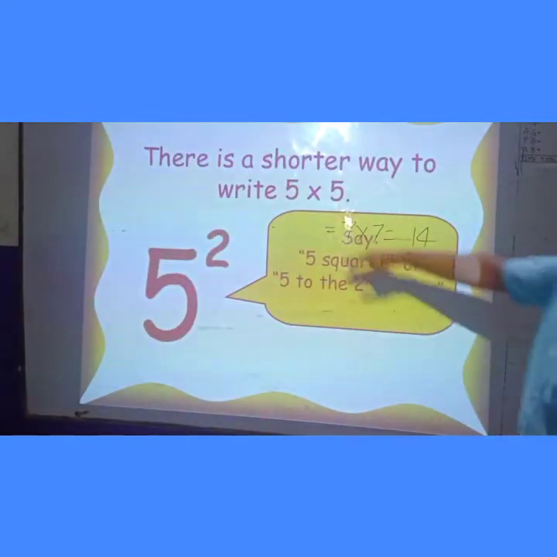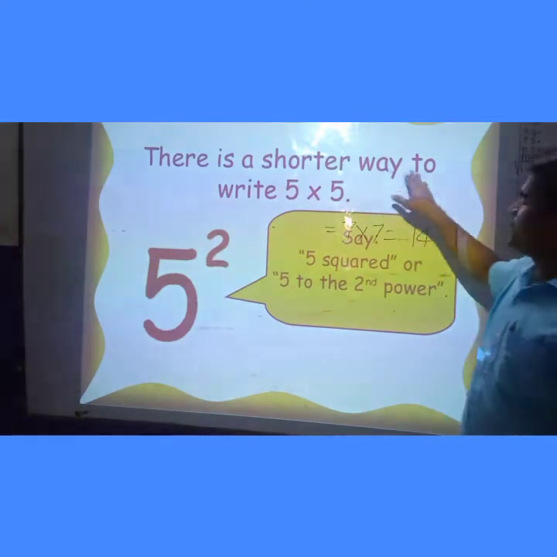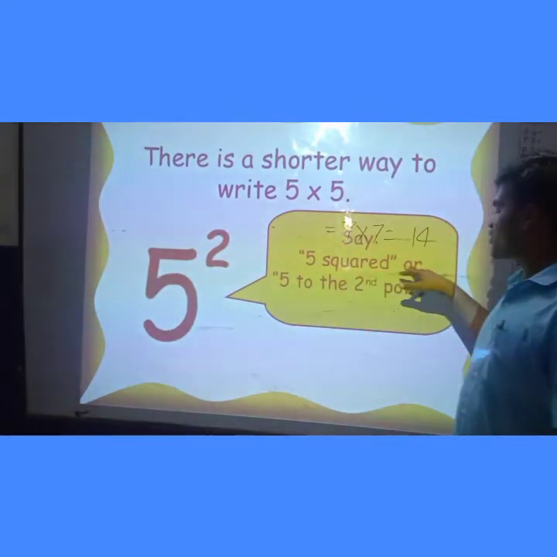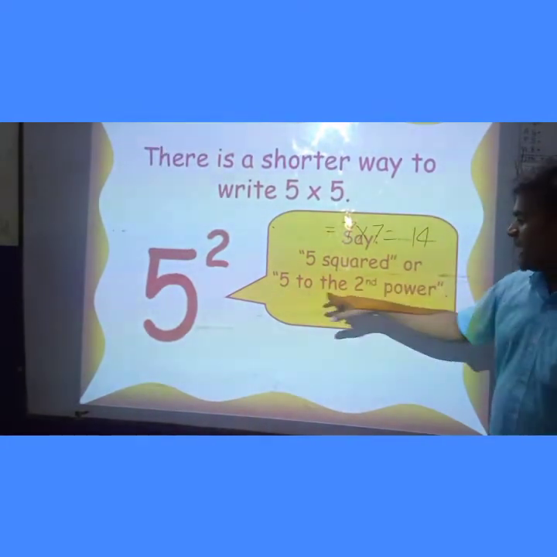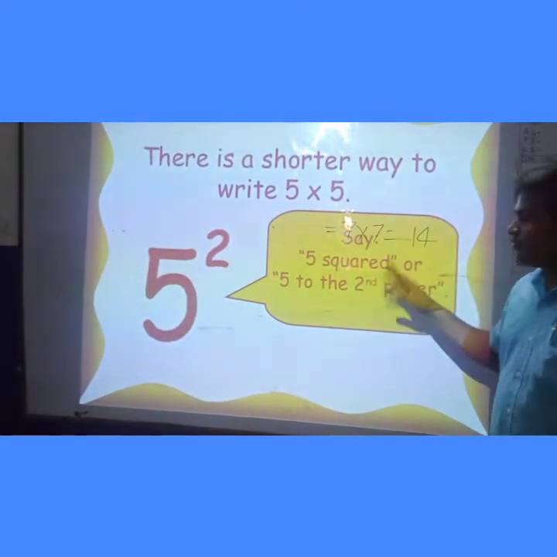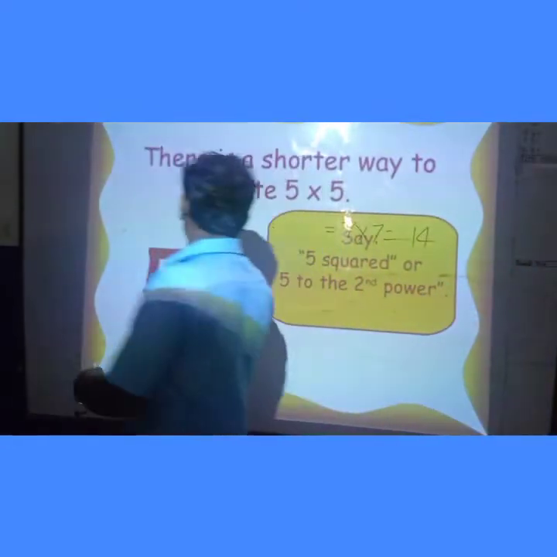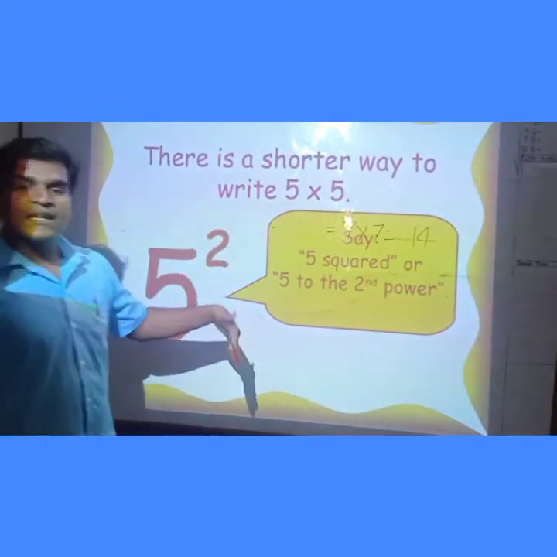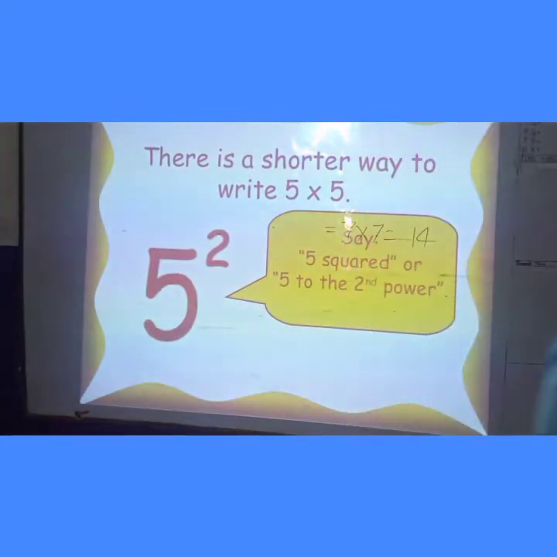And student, there is a shorter way to write 5 into 5, and we say that this is 5 square, or 5 to the second power. We say this is 5 square and 5 to the second power.